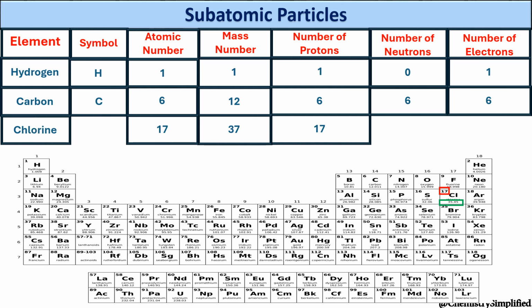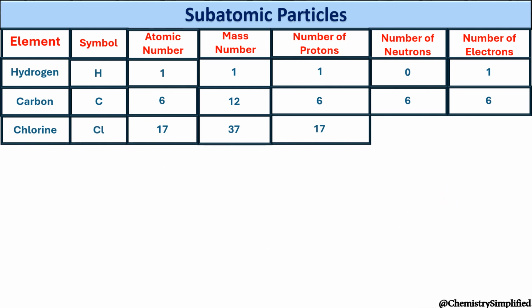So the element is chlorine. The symbol is Cl. Number of neutrons would equal the mass number minus the number of protons. 37 minus 17 gives us 20. And lastly, number of electrons. The electrons should be the same as the protons because this is a neutral atom. So number of protons is 17. Electrons should be the same, 17 as well.